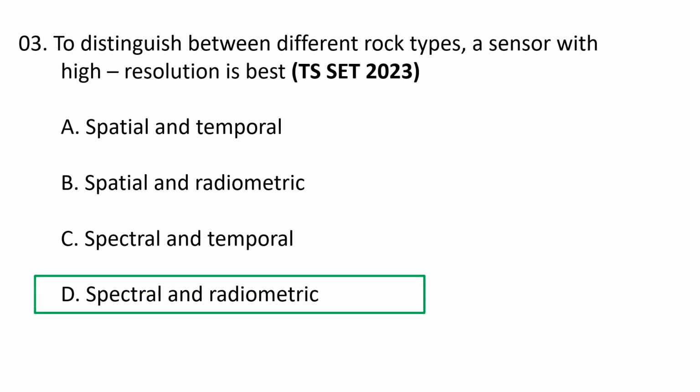Sensors with high radiometric resolution are able to detect relatively small differences. And finally, there is spectral resolution, the ability of a sensor to detect small differences in wavelength. For example, panchromatic film is sensitive to a broad range of wavelengths. So D, spectral and radiometric, is the correct option.